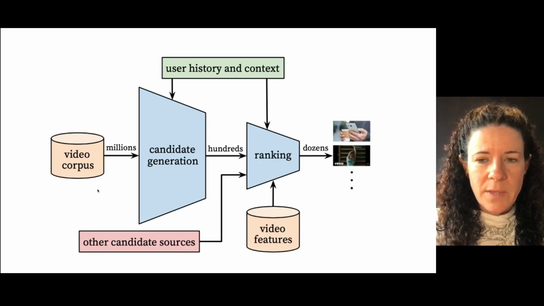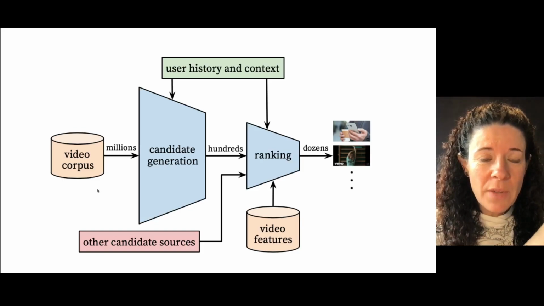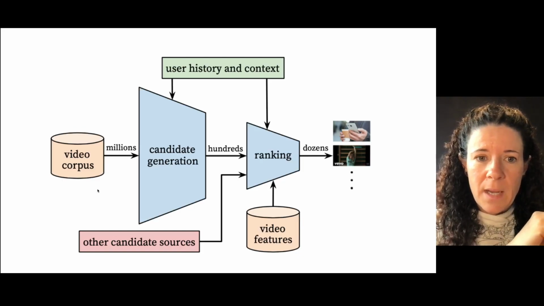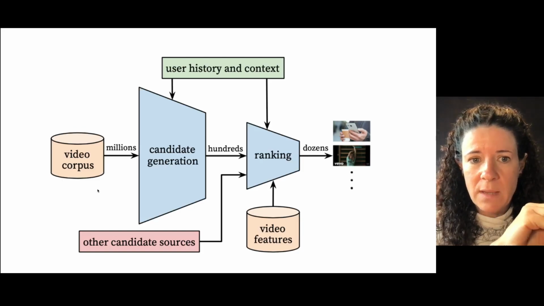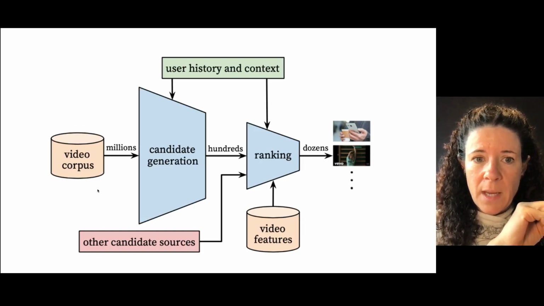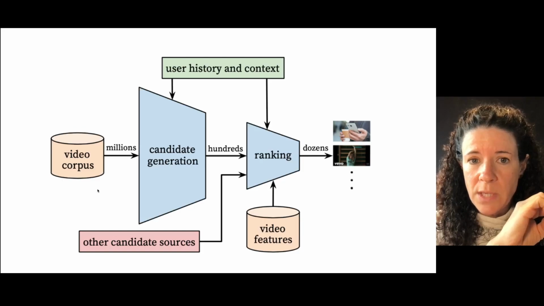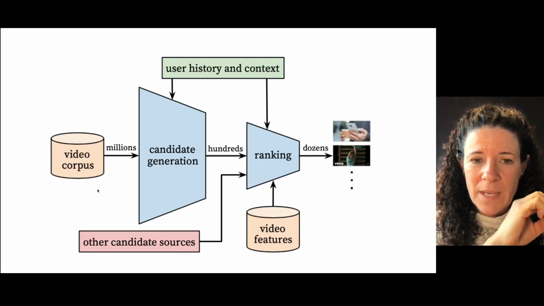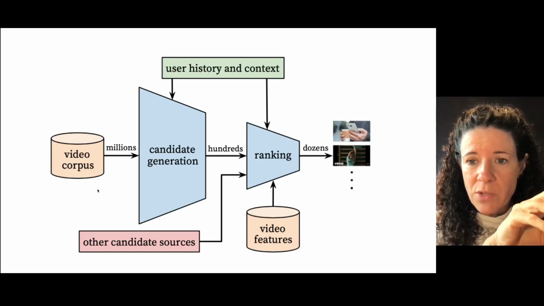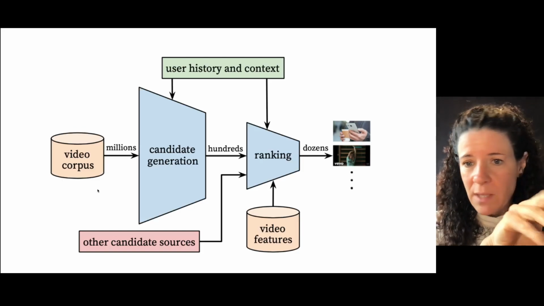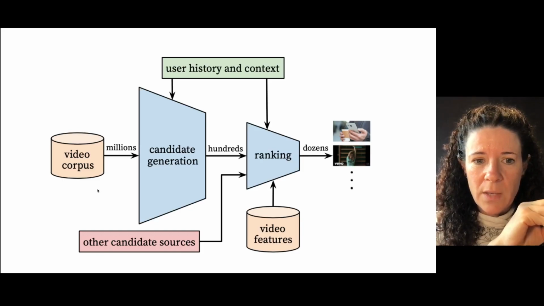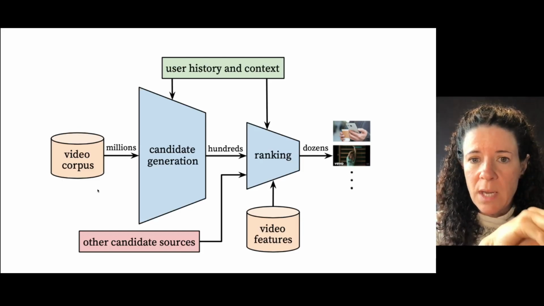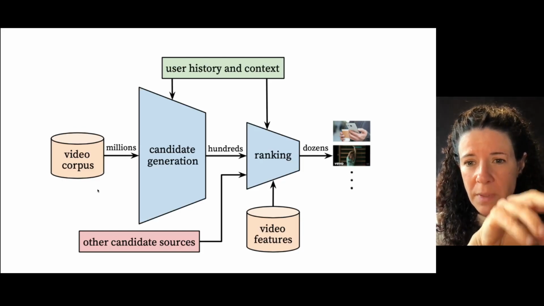First, this is a picture of how this works. You have the video corpus, which has all the videos on YouTube, millions of videos, and that goes into the candidate generation model. In that model you can also put user history and context. Context is everything around what is going on with the user right now. The candidate generation model is going to generate hundreds of videos for each user. Then you have the ranking and re-ranking, which takes into account other candidate sources and other video features, and that gives dozens of videos, which are the recommendations you get on YouTube.